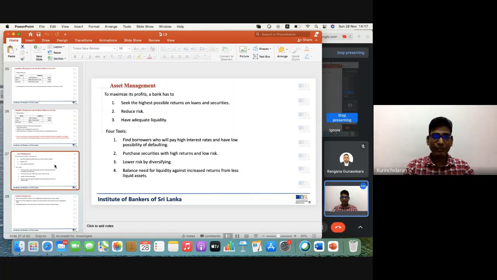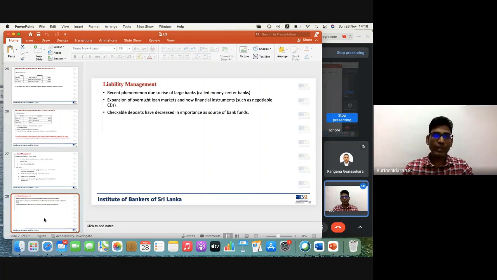And then balance the need for liquidity against increasing return from less liquid assets, right? You have to maintain balance. As I said, if you go for high return, maybe less liquid assets. So you have to have a balance. So these 4 tools are very important when you discuss in the assets and liability management committee and find a good solution for asset management, right? Okay, similarly, liability management.